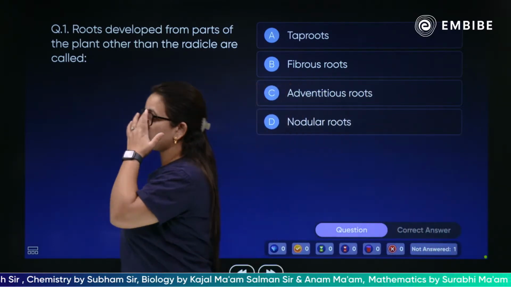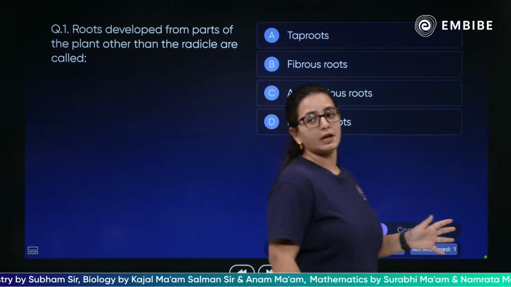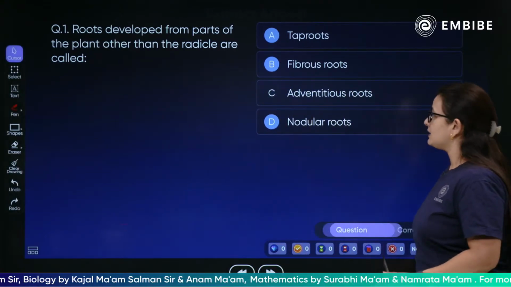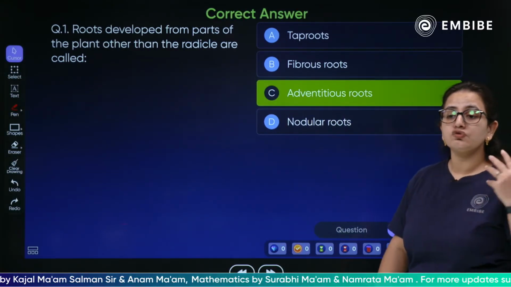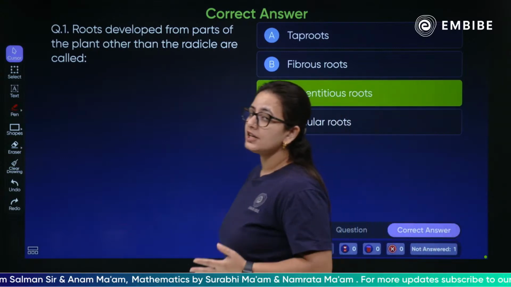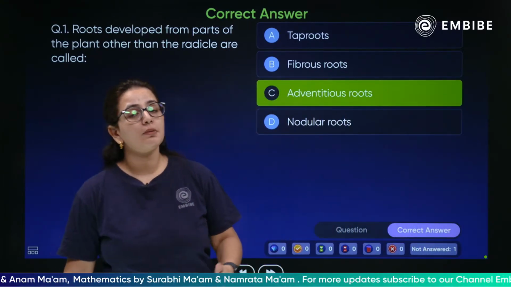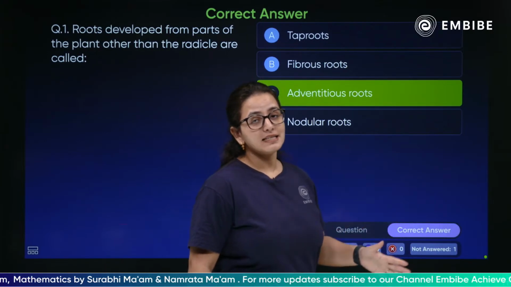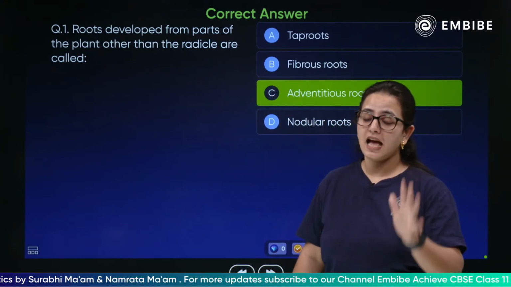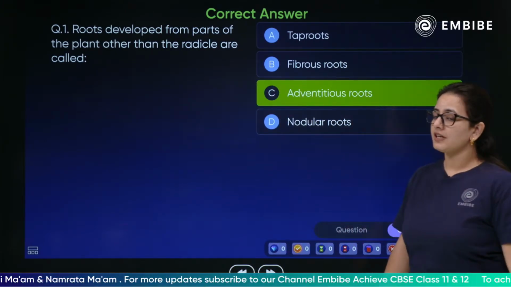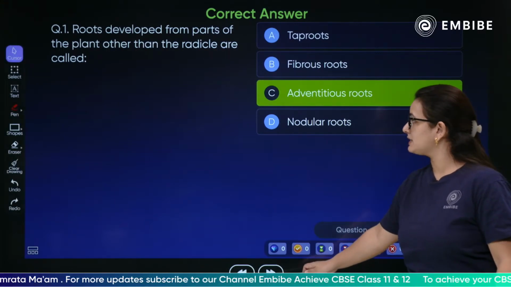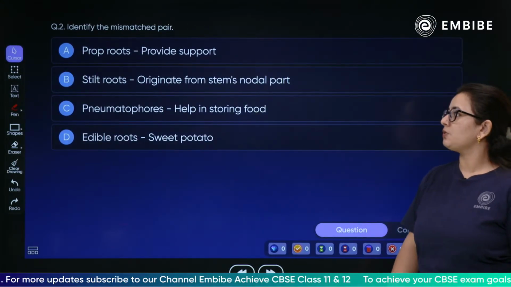Yes, roots developed from parts other than the radicle. What type of roots are they? Very simple. These are adventitious roots. Adventitious roots are the roots which do not develop directly from the radicle, and they are also called false roots. So this is the correct answer. Absolutely simple. Next we have another question.